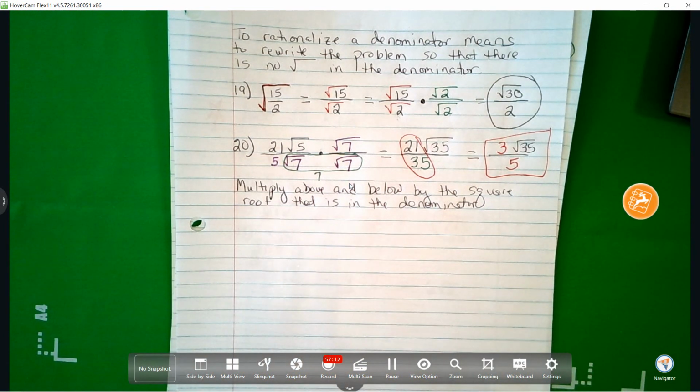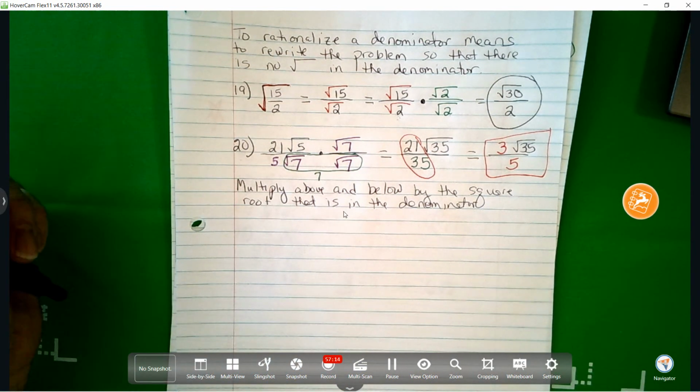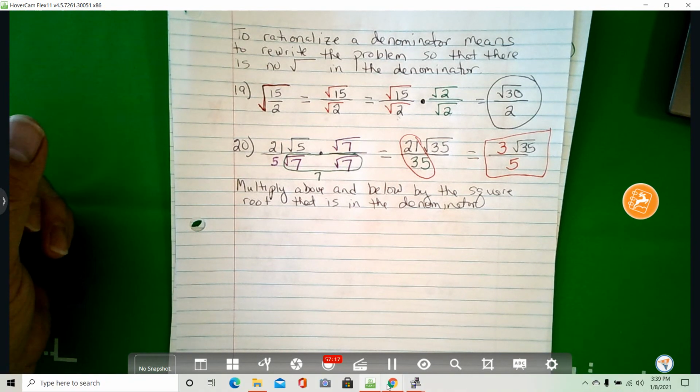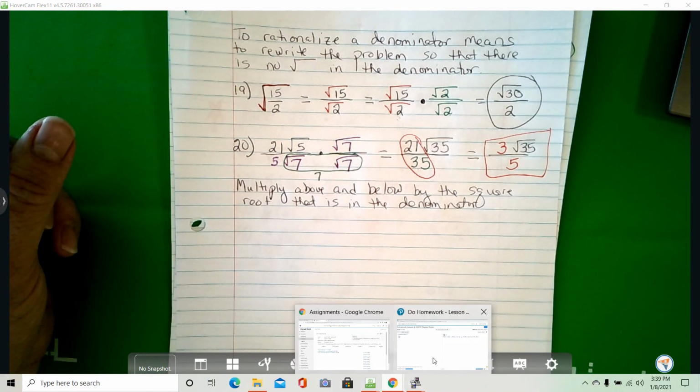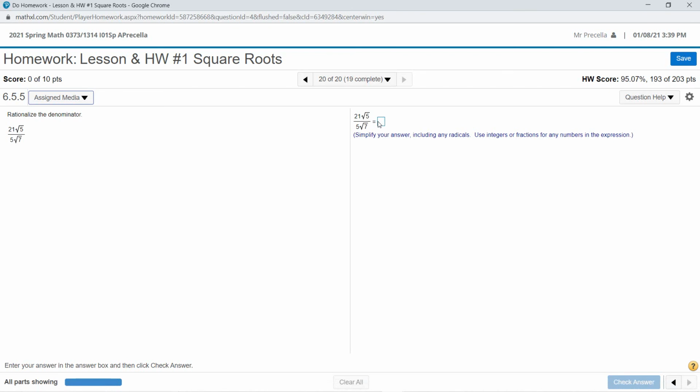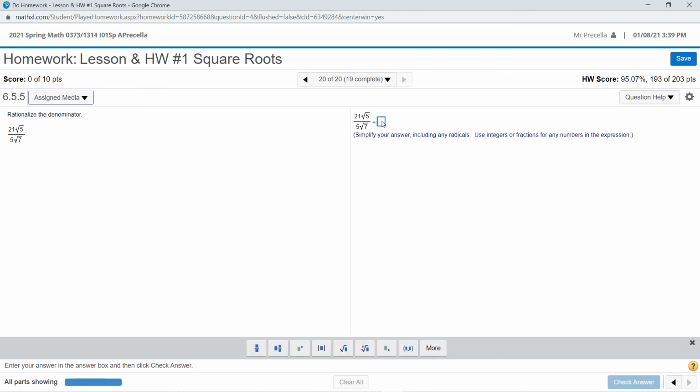So 3 square root of 35 all over 5 is our answer there. Maybe I said that wrong. Here's how I type it in. I'm going to click the fraction bar, and up on top I'll type in 3 square root 35, all over 5.